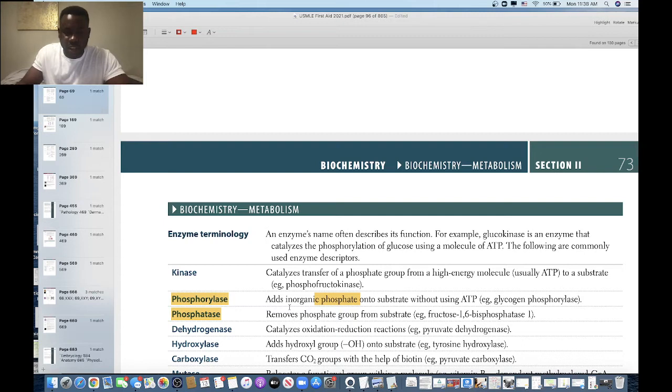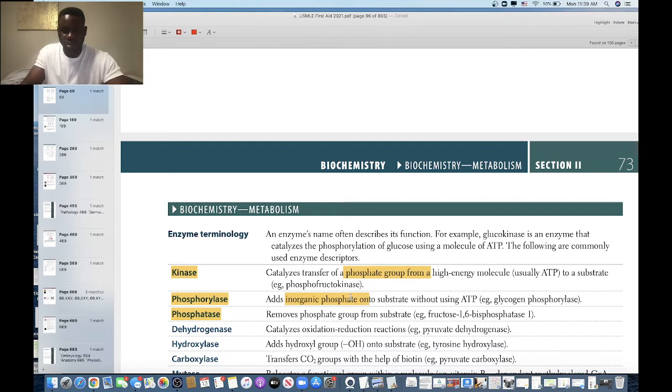Add the inorganic phosphate. But let's look at another one here. We have the kinase. Kinase and phosphatase are directly opposite. Phosphorylase is also working like a kinase. Kinases add phosphate to a substrate. But you see the difference here is that the kinases add normal phosphate, while the phosphorylases add inorganic phosphate. So let's take note of that.